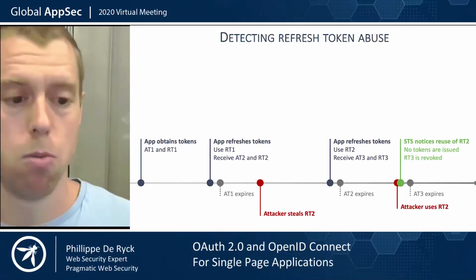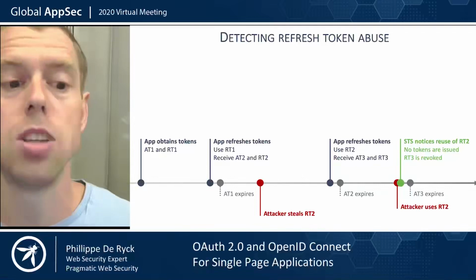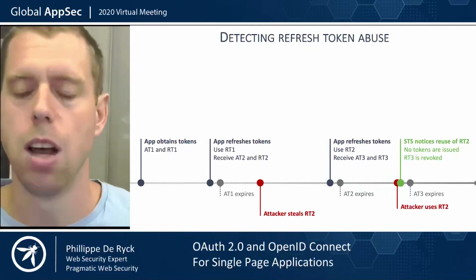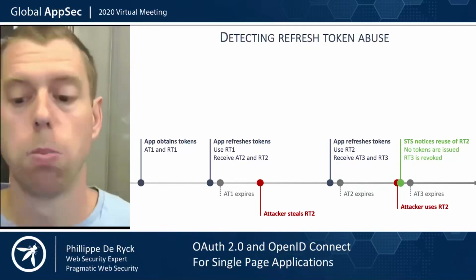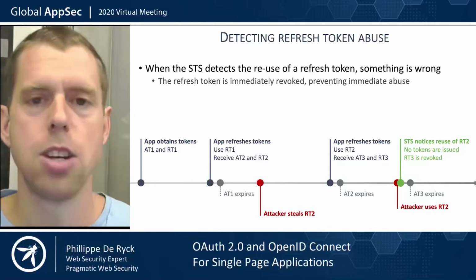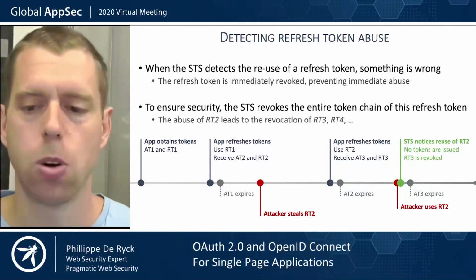And it will revoke refresh token 2 and every token associated with that refresh token. So it will kill all tokens on the slide right here. And that is to prevent abuse of a stolen refresh token. That's essentially how this protection mechanism works.